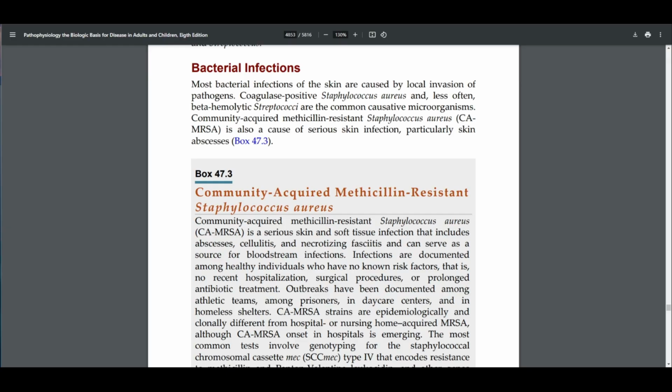Bacterial infections. Most bacterial infections of the skin are caused by local invasion of pathogens. Coagulase positive Staphylococcus aureus and, less often, beta hemolytic streptococci are the common causative microorganisms. Community acquired methicillin resistant Staphylococcus aureus is also a cause of a serious skin infection, particularly skin abscesses.